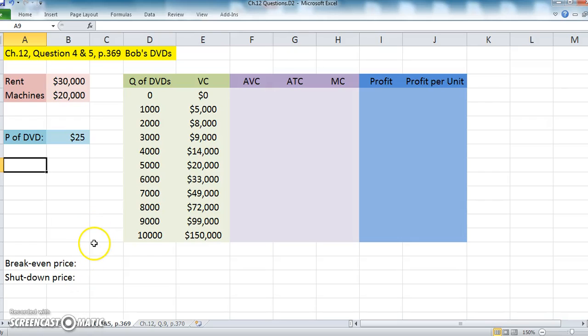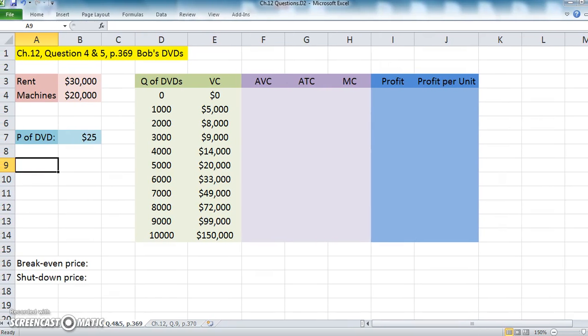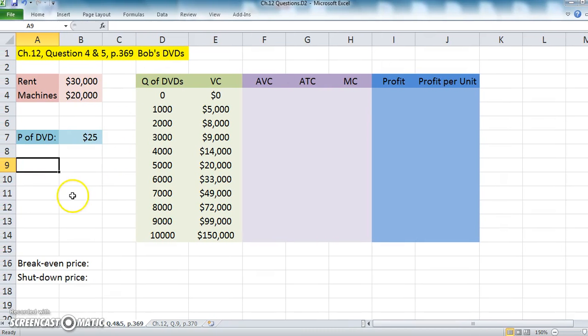Okay, I wanted to just go over some properties of Excel, and give you a quick tutorial of Excel that you could use for your next problem set, or any other classes that it might be useful in. So this is the sheet that's posted on Blackboard, the file Chapter 12 questions, and this sheet deals with question 4 and 5 on page 369, the end of Chapter 12.